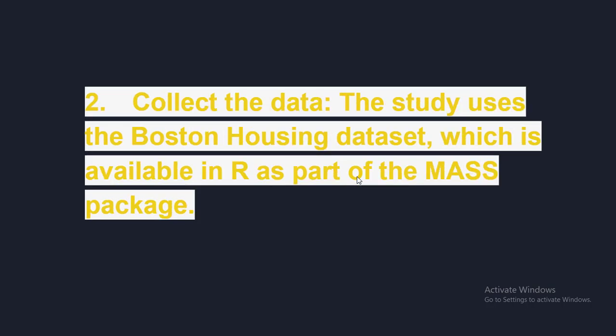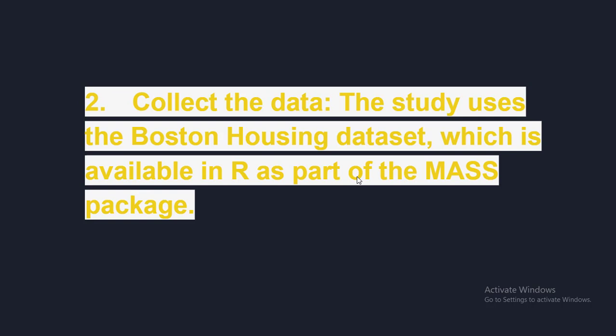The study uses the Boston housing dataset, which is available in R as part of the MASS package. In this step of the data science process, we need to collect the data that will be used to build and evaluate the regression model. In this example, we are using the Boston housing dataset, which is a well-known dataset in the machine learning community. The Boston housing dataset contains information on various attributes of houses in the Boston area, such as the crime rate in the neighborhood, the average number of rooms per dwelling, the age of the house, and the median value of owner-occupied homes.